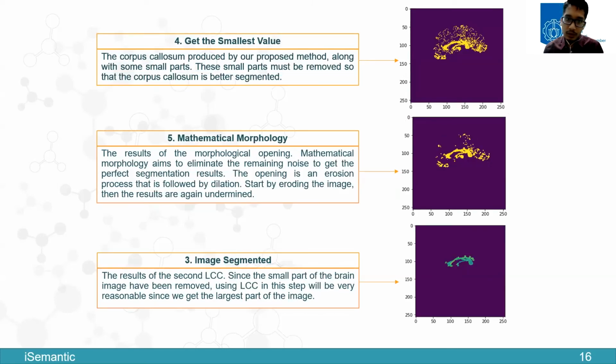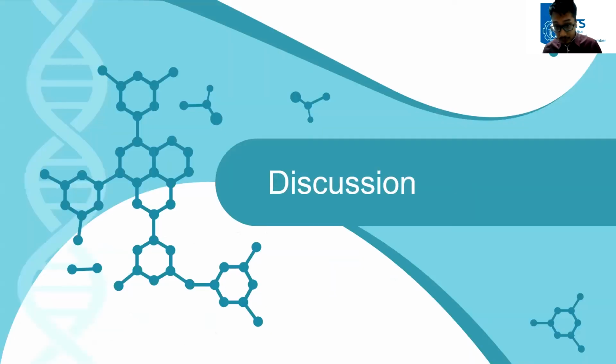Then we pick one of the clusters that contains the corpus callosum, and then we apply the mathematical morphology of opening. Then the segmented image will result in the corpus callosum that has been segmented from the image.